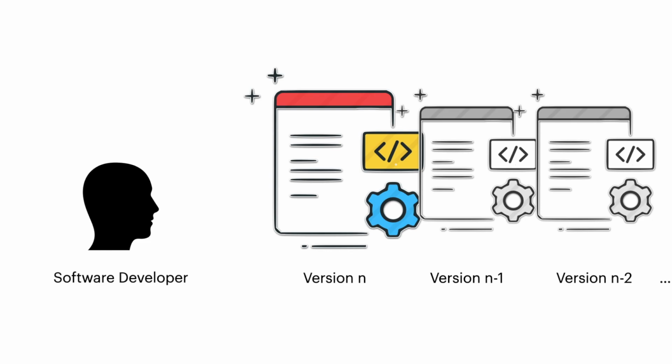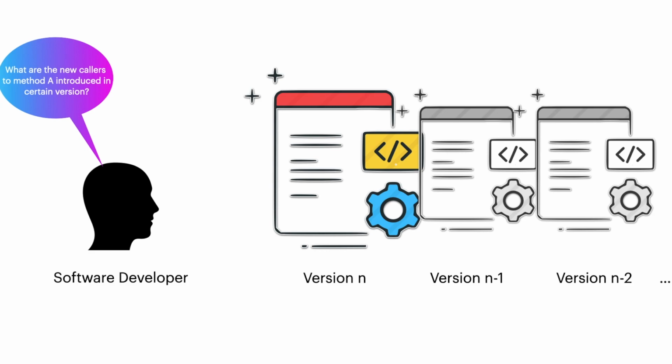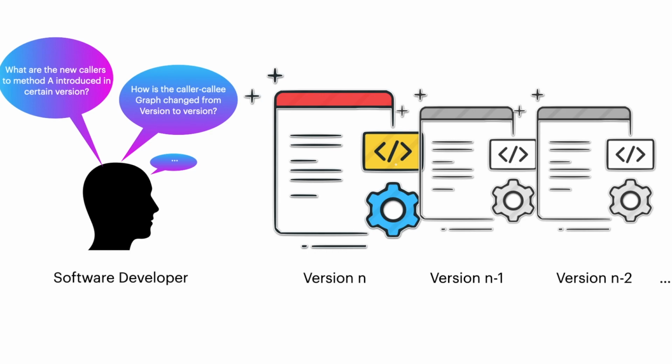Kelvin might have example questions like, what are the new callers to a specific method introduced in certain versions? How is the caller call graph in the software changed from version to versions? These questions are difficult to answer. Some of them might be manually searched from version to version, but it is error-prone. Some of them are not possible to find out the answer without a high-level comprehension about the software.